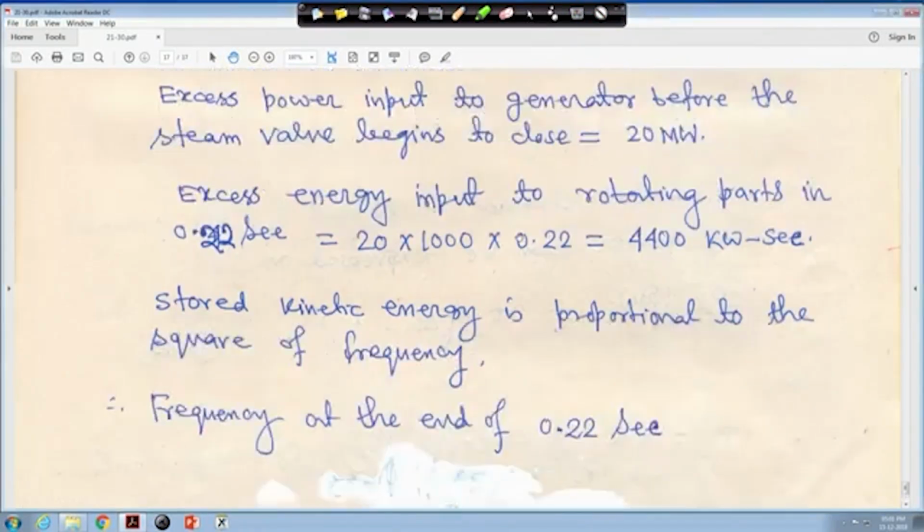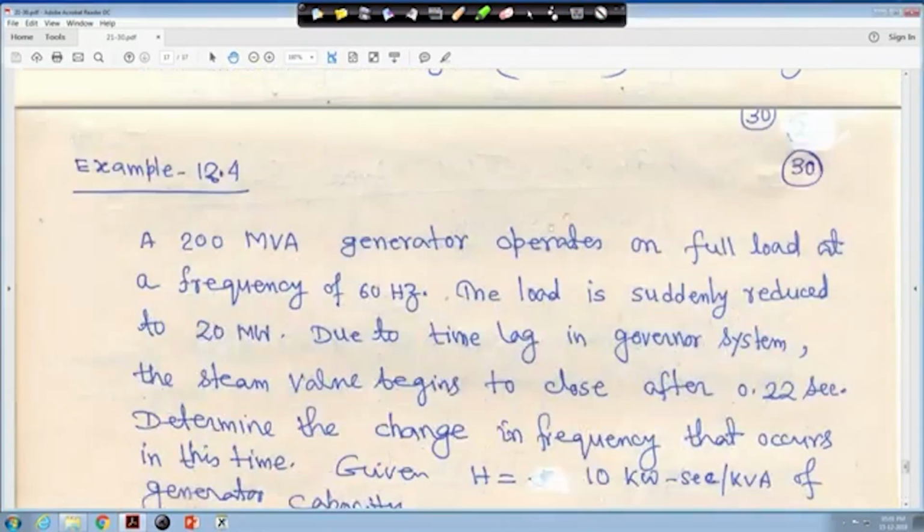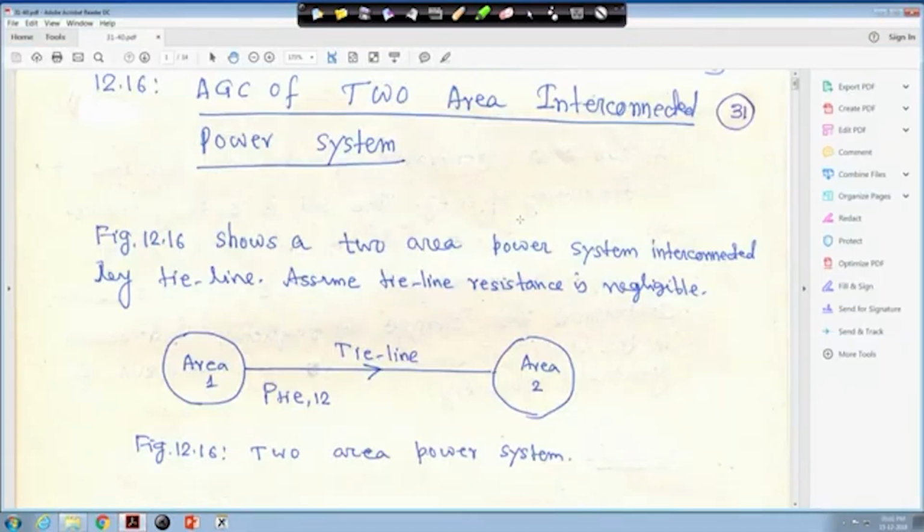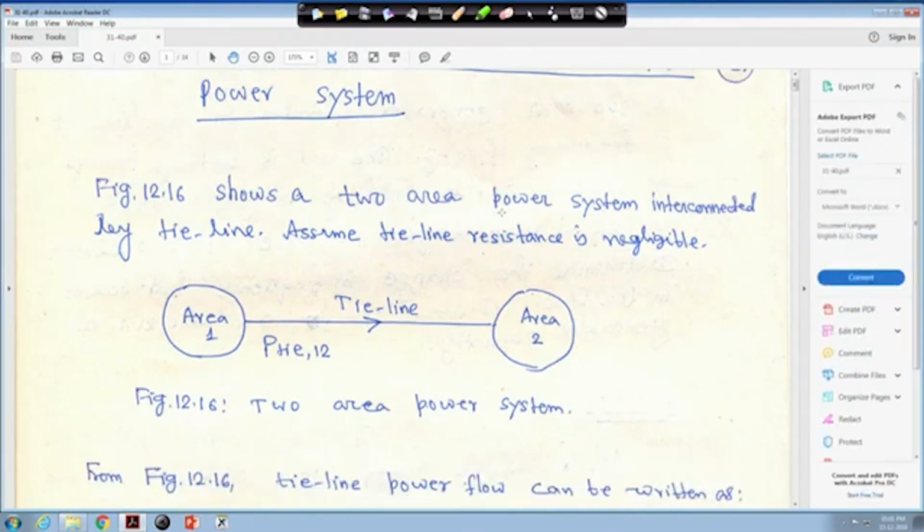These 2-3 problems we have seen. Now we will go to the next one: AGC of a 2-area interconnected power system. Suppose area 1 and area 2 are interconnected by a tie line. A tie line means a 3-phase transmission line, and it is not shown here.